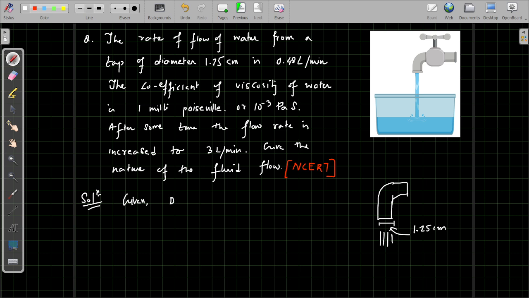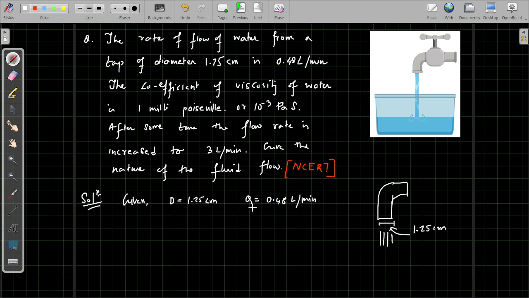So for example, our diameter is 1.25 centimeter. The volume that is coming out per unit time, which for now let me call Q, is 0.48 liter per minute, because you can see two cases are given. The second part also says that after some time the flow rate is increased to 3 liter per minute. Give the nature of the fluid flow, meaning we have to calculate the nature of the flow in the first case and in the second case. So let us consider the first case. For the first case, I am considering Q equal to 0.48 liter per minute.